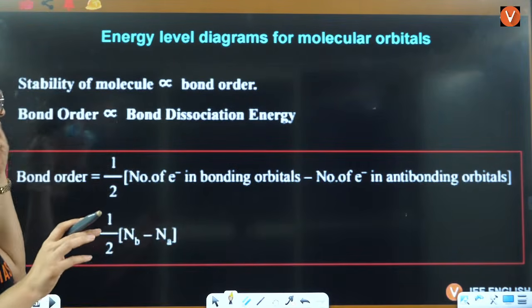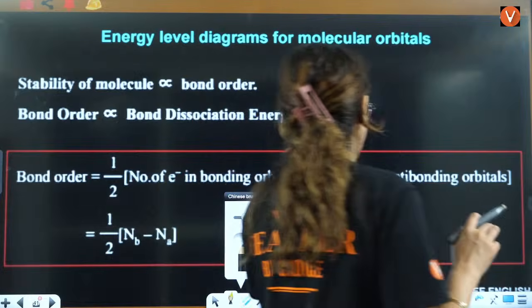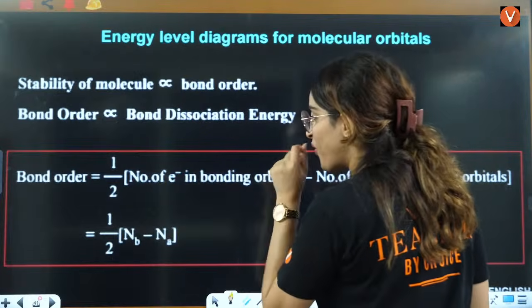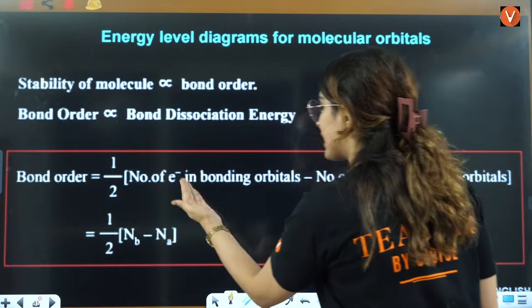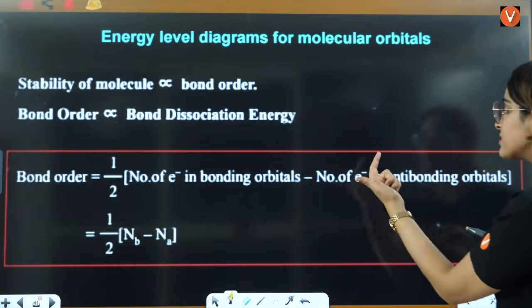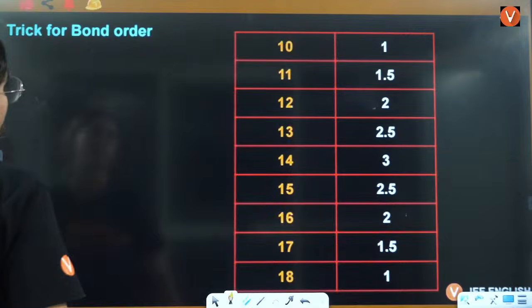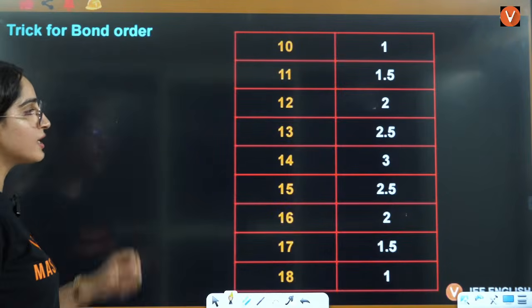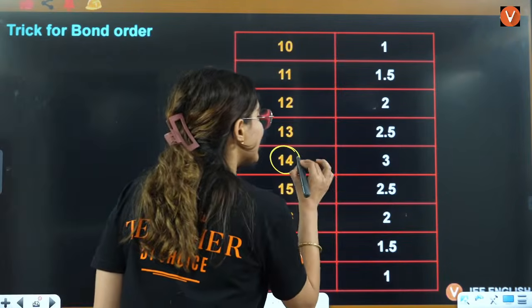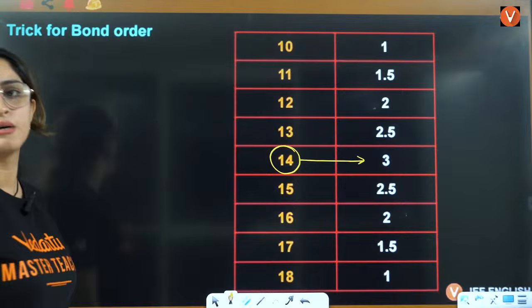First let's see bond order calculation from MOT. It is half the number of electrons in bonding orbitals minus the number of electrons in anti-bonding orbitals, that defines the MOT, right? And the trick is always remember, for 14 electrons you have bond order 3.